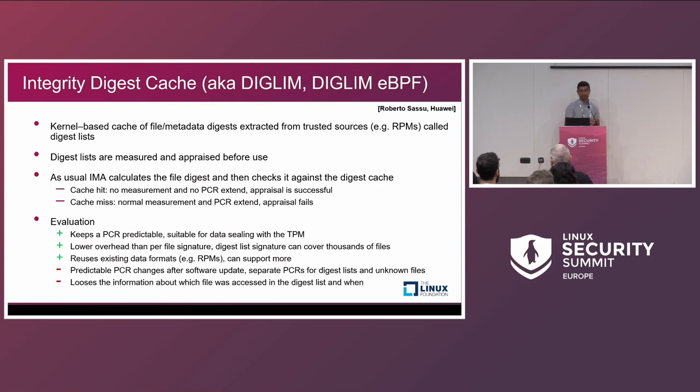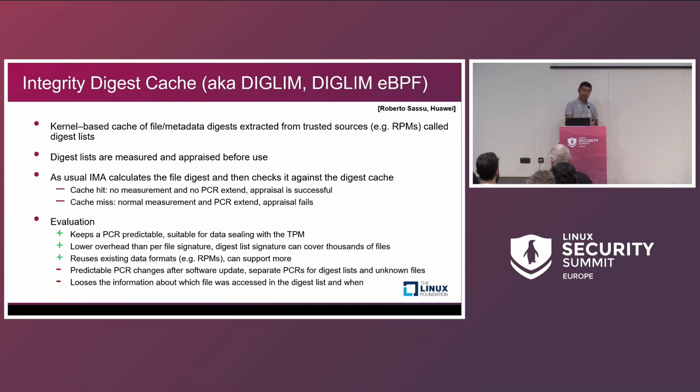There are a few drawbacks. The first one is that when you do a software update, the measurement list changes, so you need to seal the key again to a different policy. So I was thinking to use different PCRs for the digest list and for unknown files. When an unknown file causes a PCR extend, basically what we want to do is to revoke the TPM key, so that it cannot be used, for example, for secure communication.